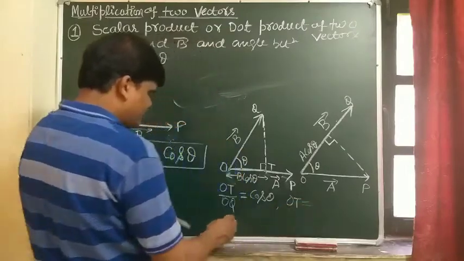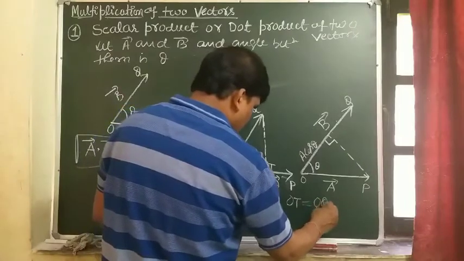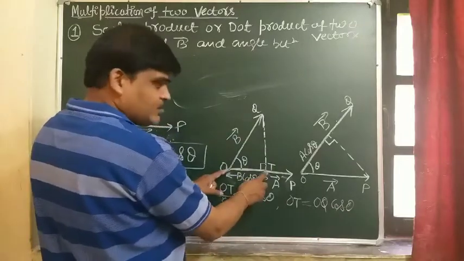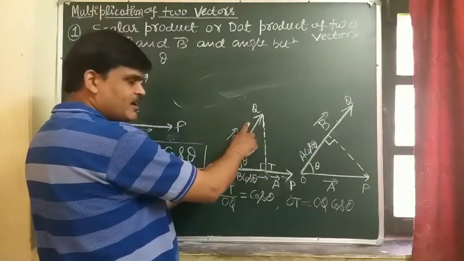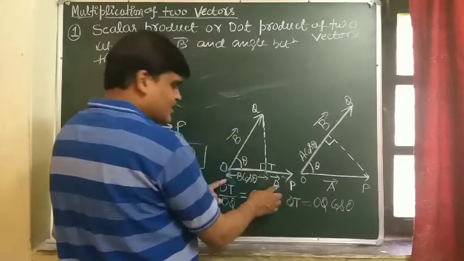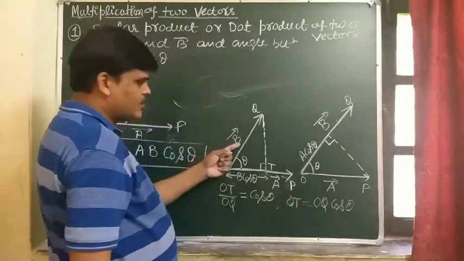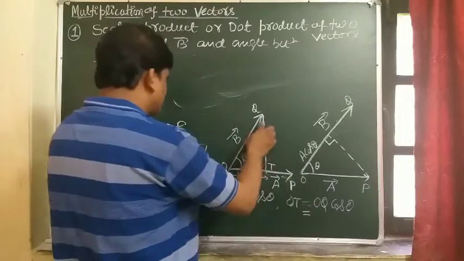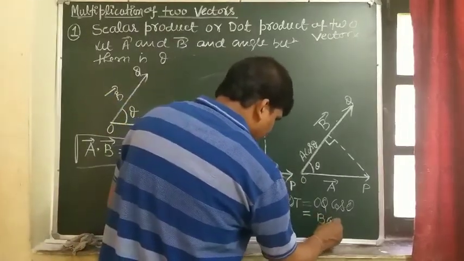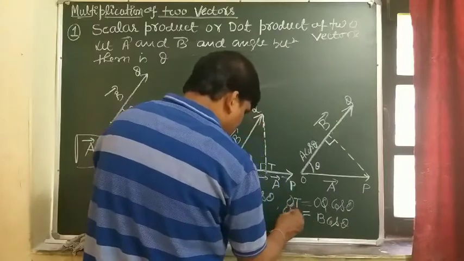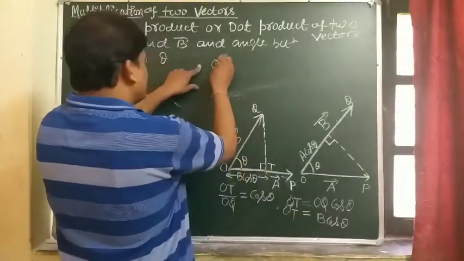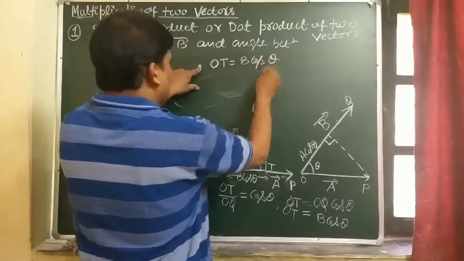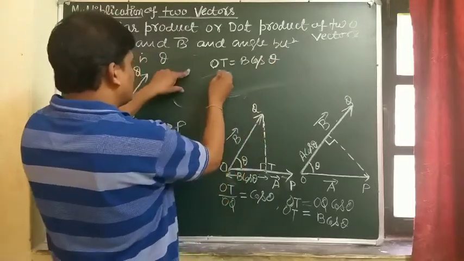OT, that is written as OQ cos theta. And OT, that is what? Component of B in the direction of the first vector. OT is the component of B in the direction of the first vector. OQ is B, so OQ is B cos theta. And OT is B cos theta.